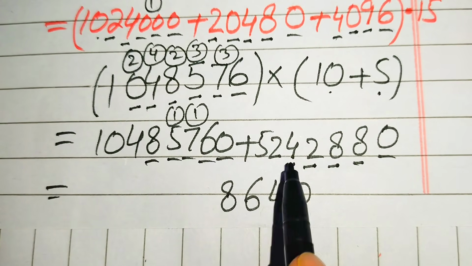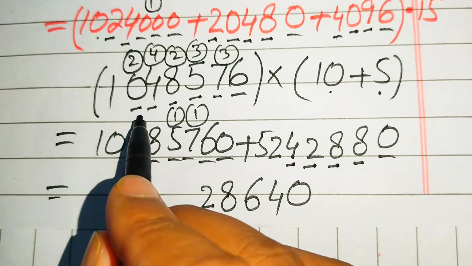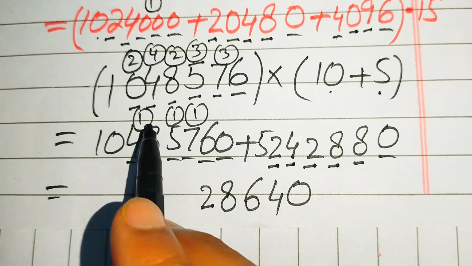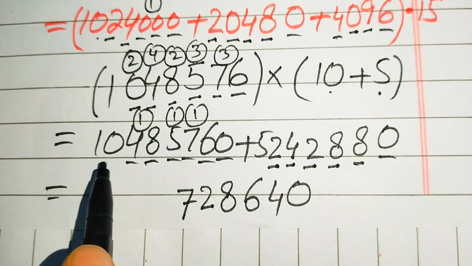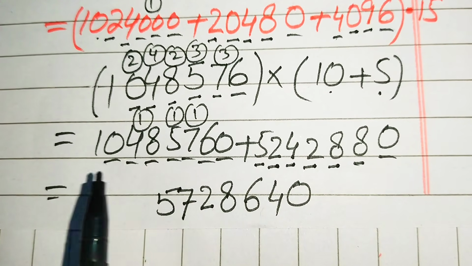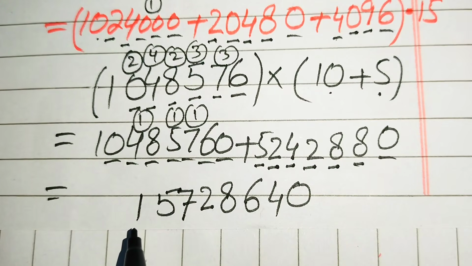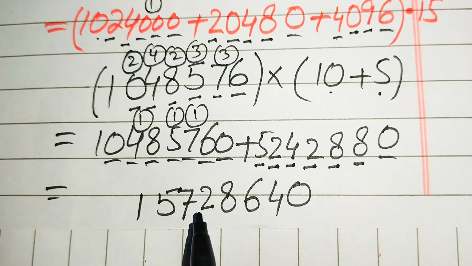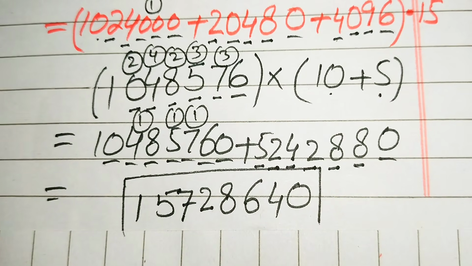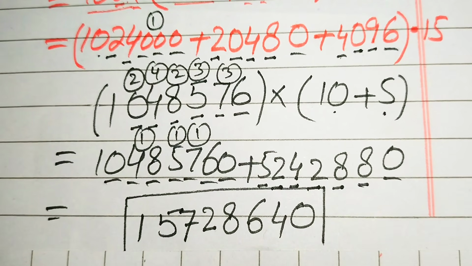And 8 plus 4 becomes 12. We write 2 and carry 1. This is 4 plus 2 becomes 6. 6 plus 1 becomes 7. And 0 plus 5 becomes 5. And at the last we have this is 1. So finally we have 157288640. This is the final simplified form of the given question, and this is the final answer.